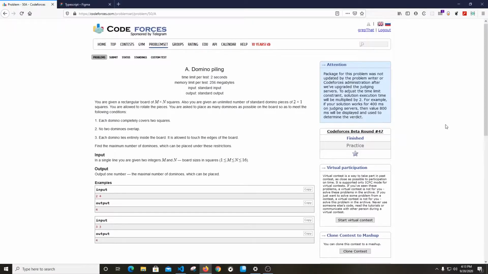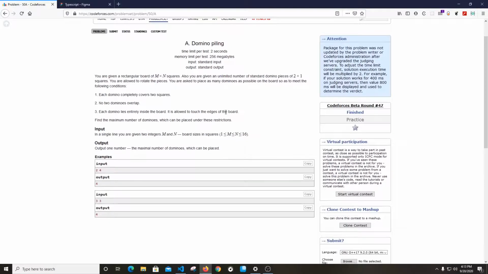Okay, so I have started solving Codeforces problems and I have started with the easier ones. So let's solve this problem today. It's called Domino Piling. It's an easy problem to solve, to be honest. So let's read the problem.